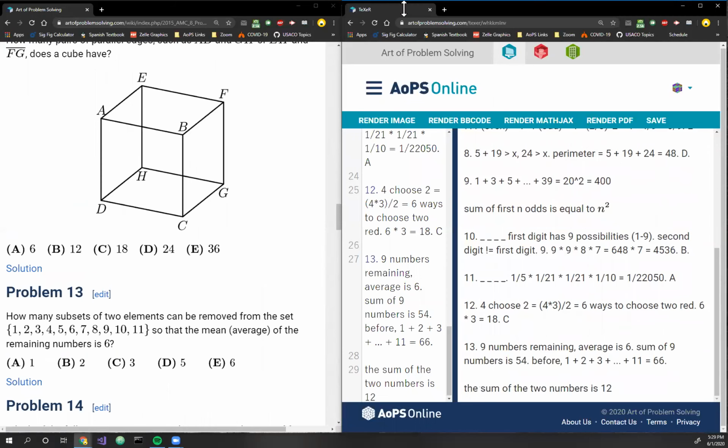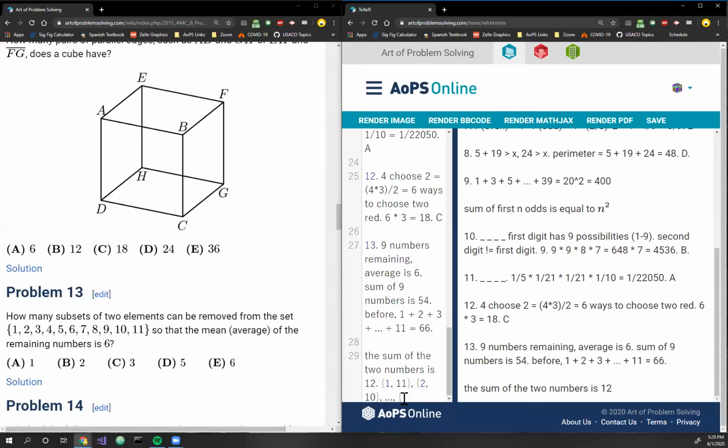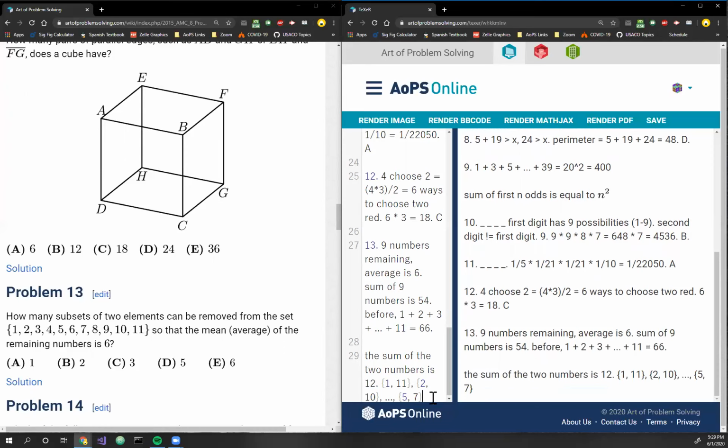Let's take an example. If we remove, say, 10 and 2, then the sum would be 12, and the average would be 6. So how many ways are there to choose this? A subset is ordered, I think. So this basically means it can be 1, 11, 2, 10, all the way to 5, 7. And this means the answer is 5.